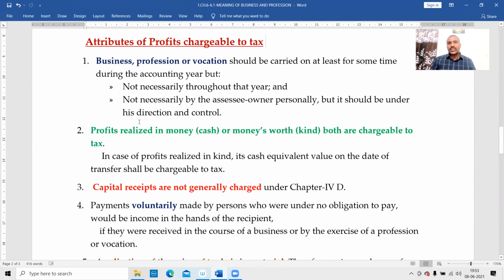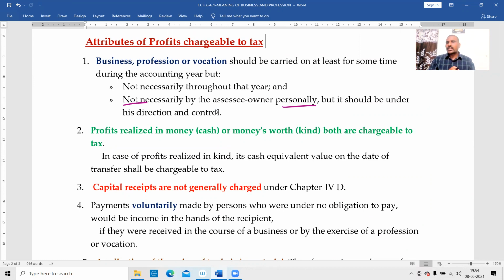Business, profession or vocation should be carried on at least for some time during the accounting year, but not necessarily throughout the year. It is not necessary that we have done the business throughout the year. It is sufficient if you do the business only for a part of the year. A business done even only for a part of the year is also taxable. A business done through an agent, not directly, not personally, is also taxable. That means a part-time business is taxable, and an indirect business done through an agent is also taxable.